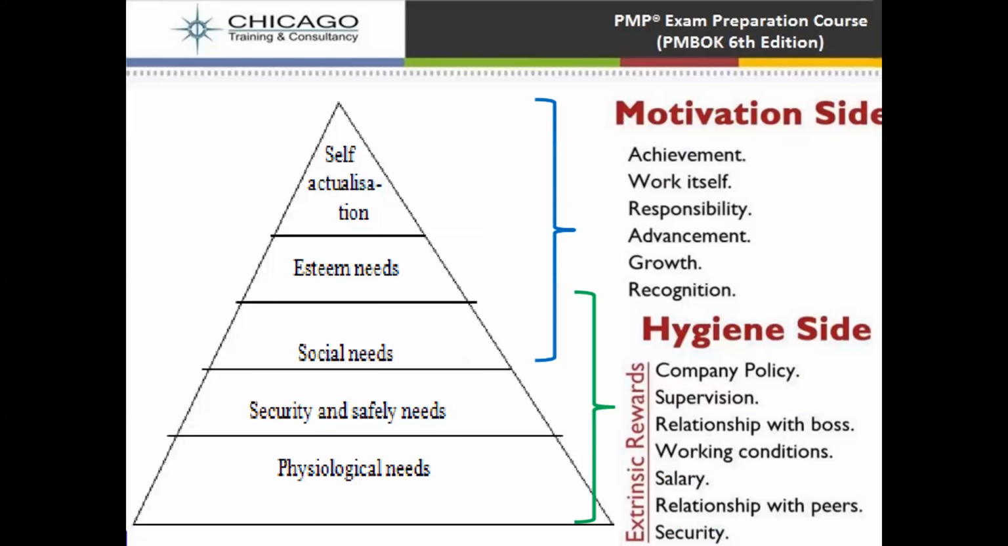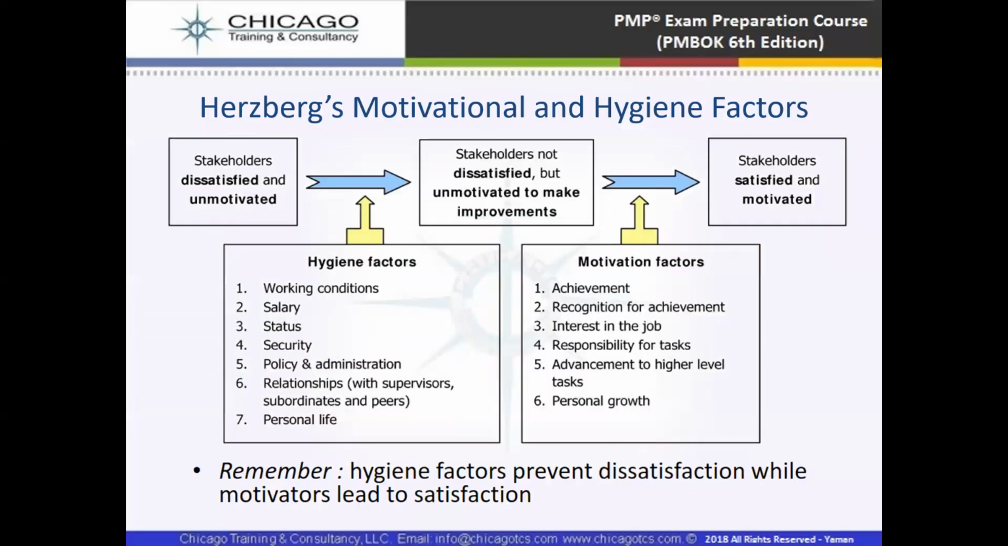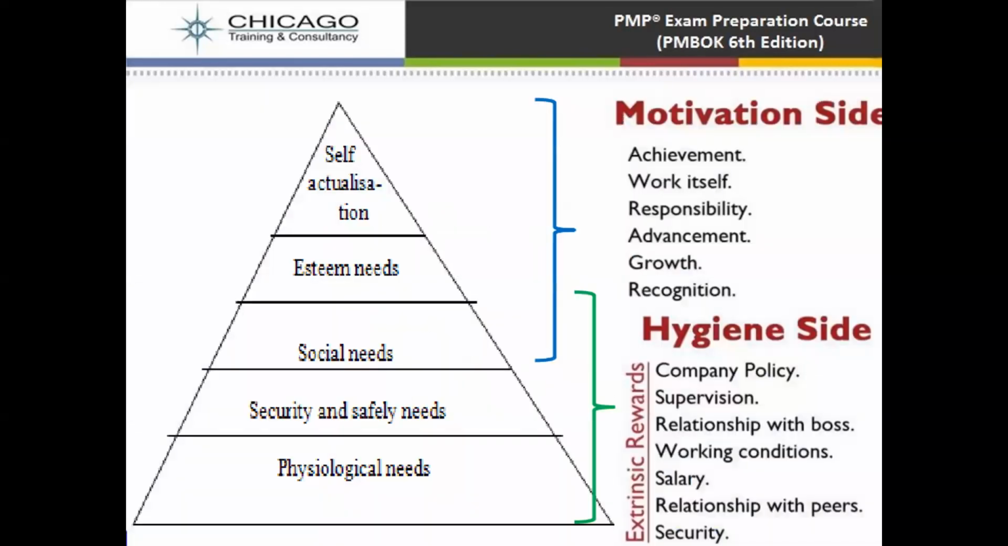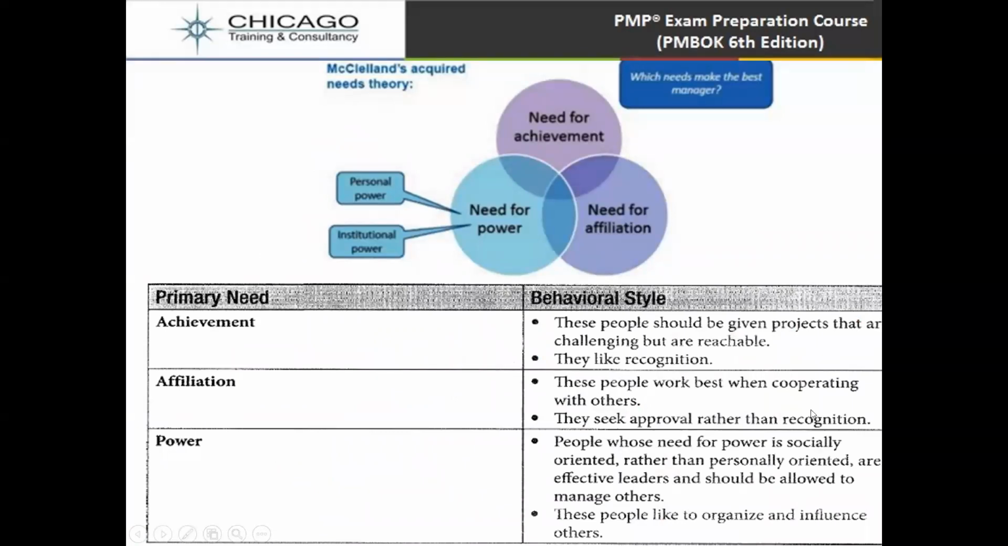This is another chart about Herzberg motivation and hygiene factors. You can see here at the top we have the motivational side, and at the lower we have the hygiene side, the company policy like supervision, salary, conditions, and security. Here, McClelland's acquired needs theory is based on primary need and behavioral style.